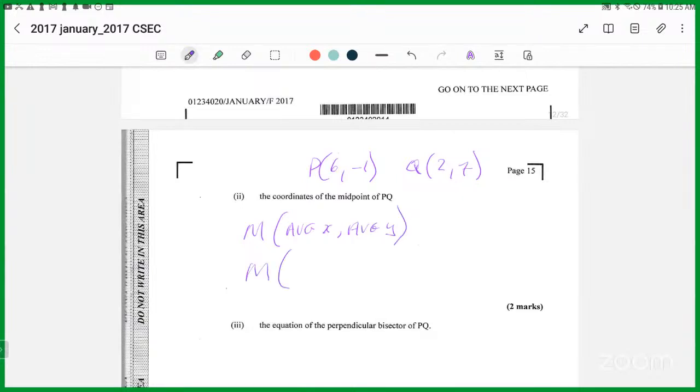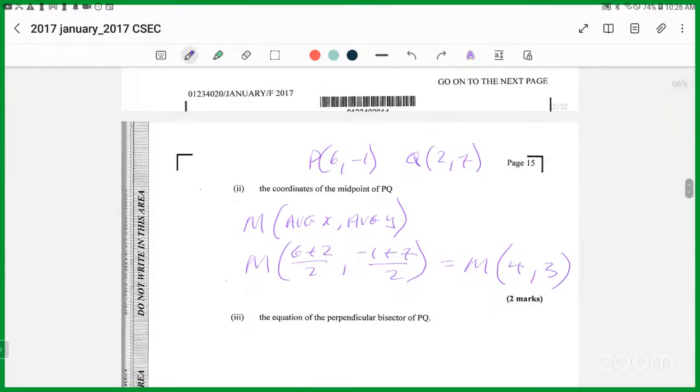So M is the average of these 2 x values, which is 6 plus 2 over 2, and the average of these 2 y values, which is negative 1 plus 7 over 2. That works out that M is the point, because 6 plus 2 is 8, 8 divided by 2 is 4, and 7 minus 1 is 6, 6 divided by 2 is 3. So the midpoint is 4, 3.